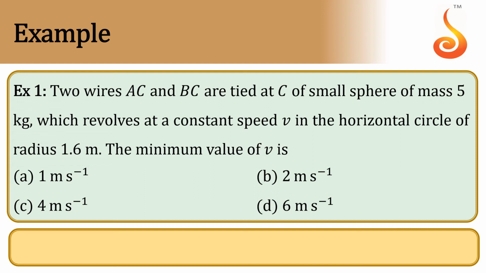Example 1. Two wires AC and BC are tied at C of a small sphere of mass 5 kg which revolves at a constant speed v in the horizontal circle of radius 1.6 meter. The minimum value of v is. So let us see the diagram.